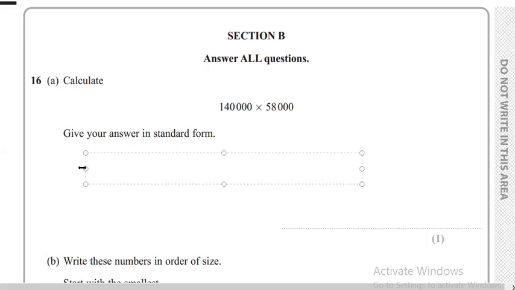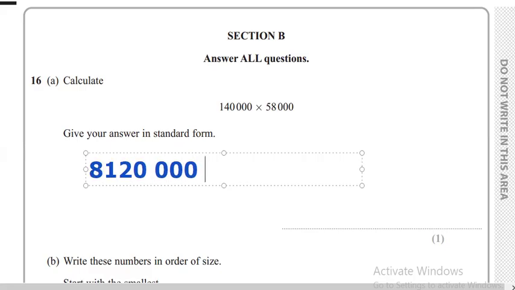So first, 140,000 times, focus on this, focus on the number of zeros that you put in the calculator. And then here we have 58 with 3 zeros, which is 58,000. When you multiply them, you'll get this answer in the calculator: 8120 with 3 zeros and then 3 zeros. Okay? Here you can have space here so you can know. So this is 8 billion, 120 million, and this is the answer of multiplying.